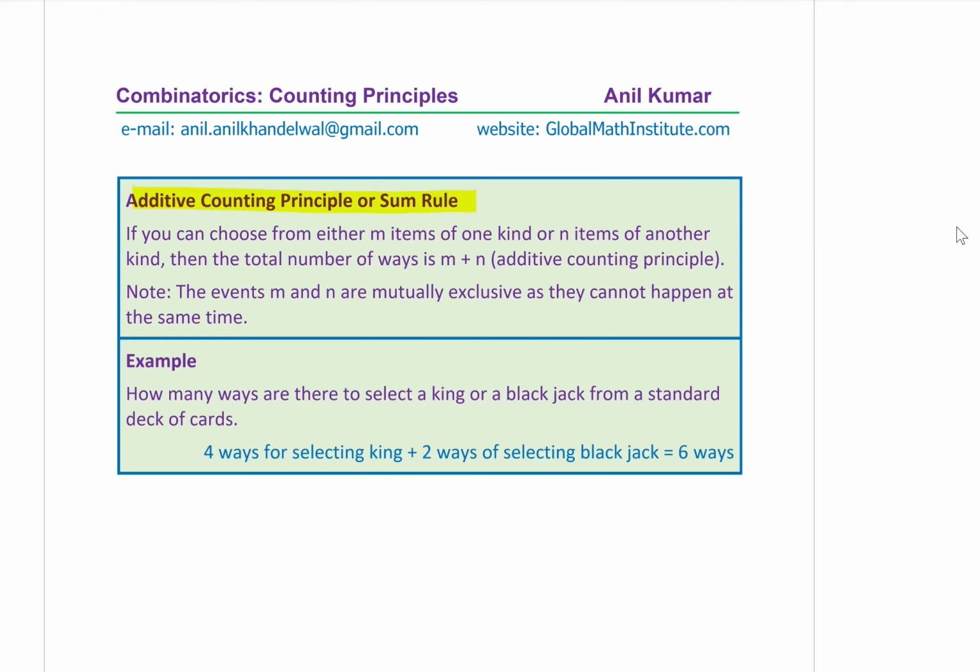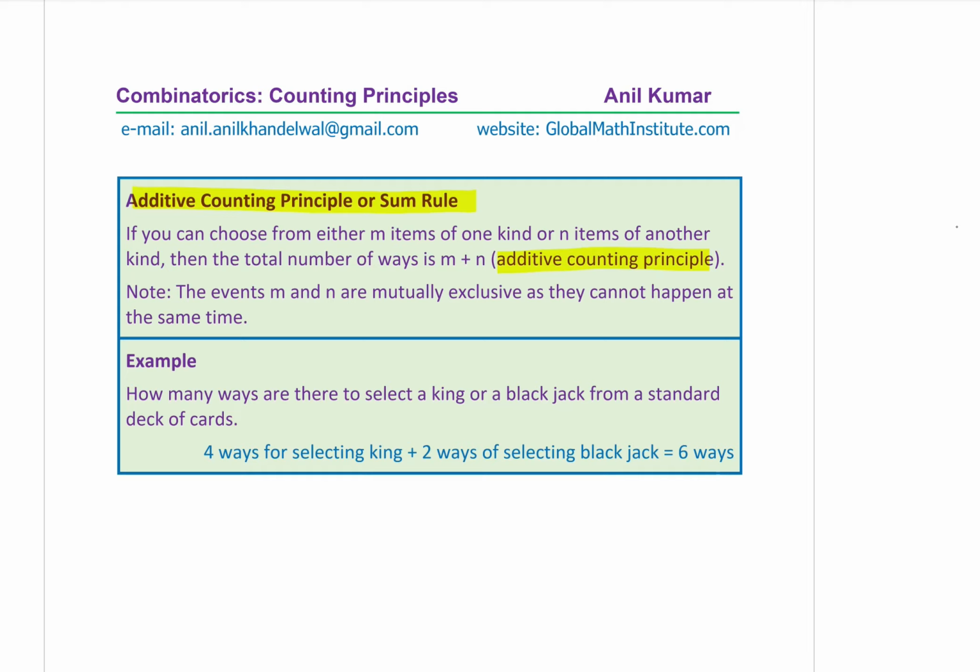If you can choose from either m items of one kind or n items of another kind. So there are two types of items, right? Mutually exclusive, we say. There's nothing overlapping here, right? So if you can choose from either m items of one kind or n items of another kind, then the total number of ways is m plus n. Additive counting principle, right? That is what we call additive.